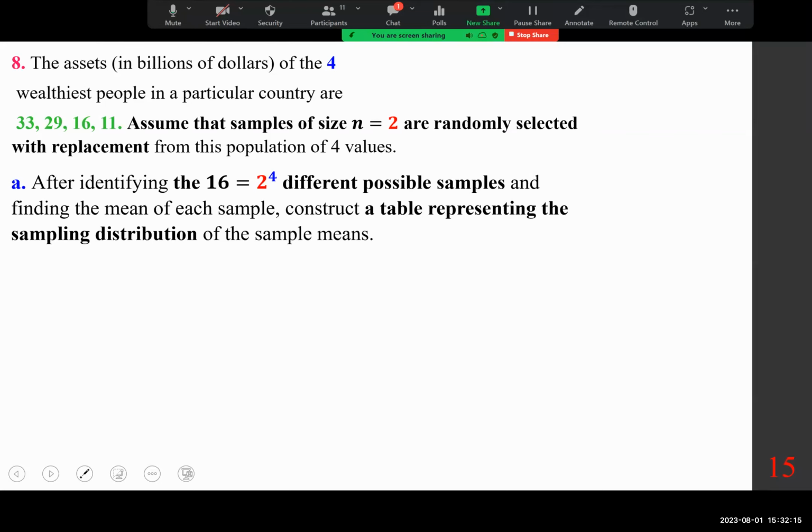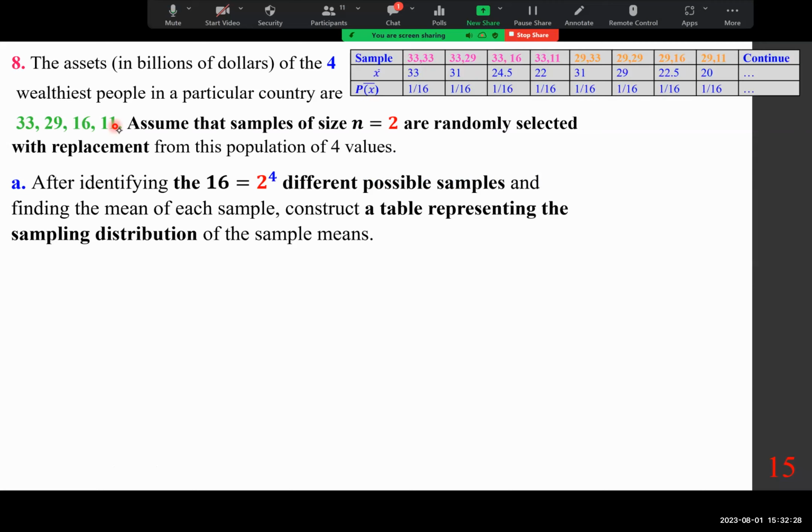Perfect. Again, I've chosen something very small because otherwise it becomes very involved. The concept is to understand that mu of x bar ultimately becomes the same as mu. That's the idea behind that. So to do this, we do it with replacement. The number of outcomes will be 2 to the power of 4 because we do it with replacement.